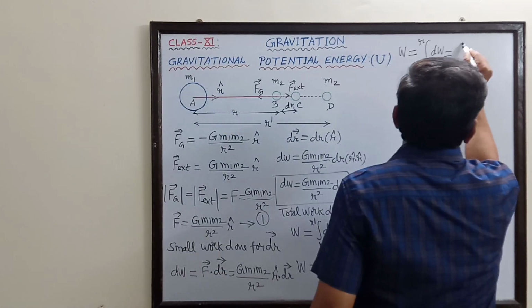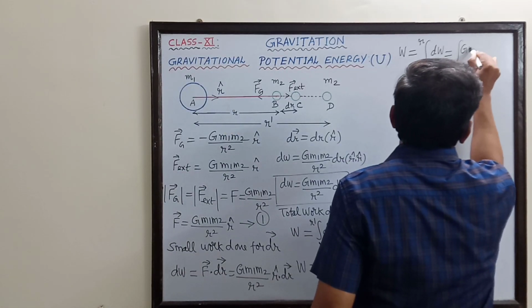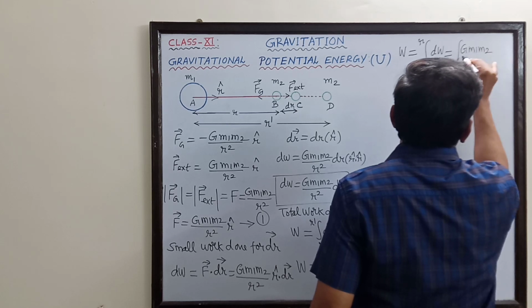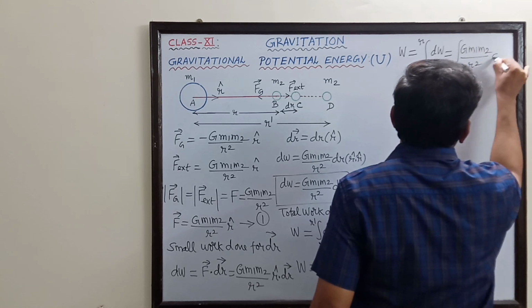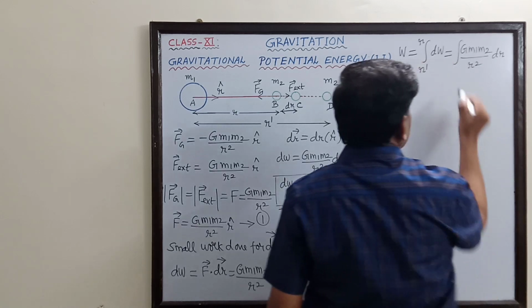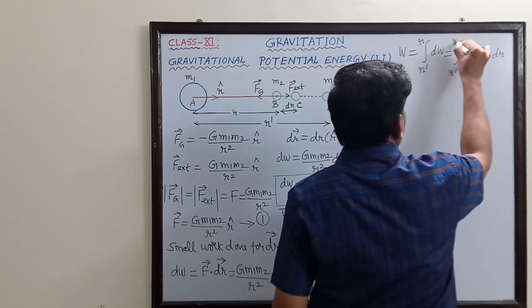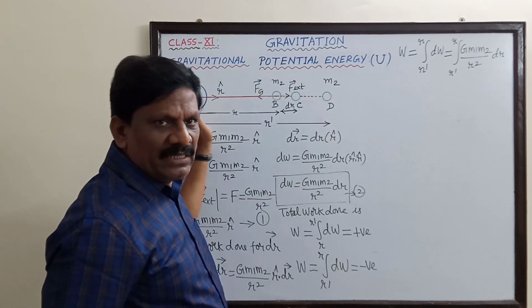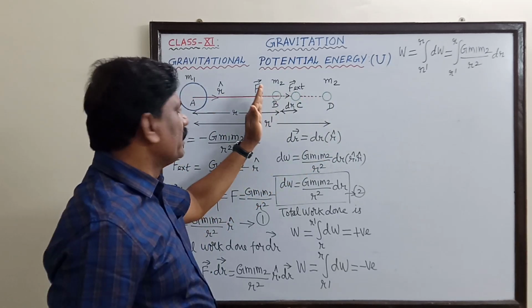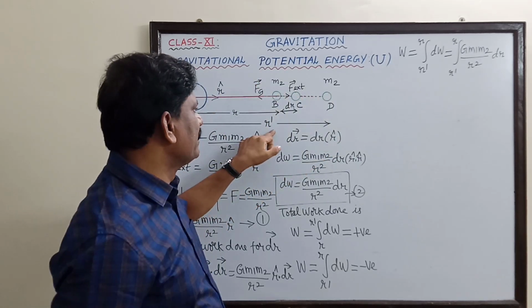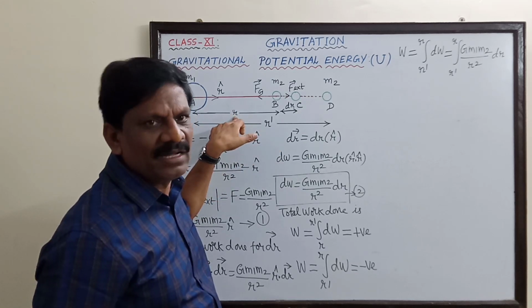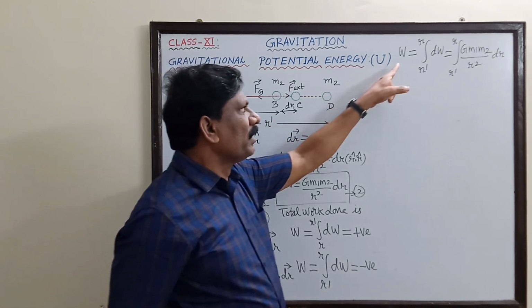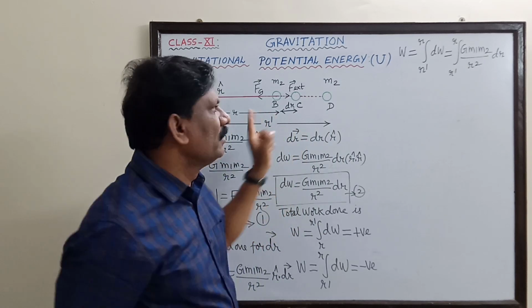And this is the integral of G m1 m2 by r square into dr, with limits r dash to r. So I am moving towards the left side, that is from D towards B, from an initial distance r dash to a final distance r. This work is done by the system.